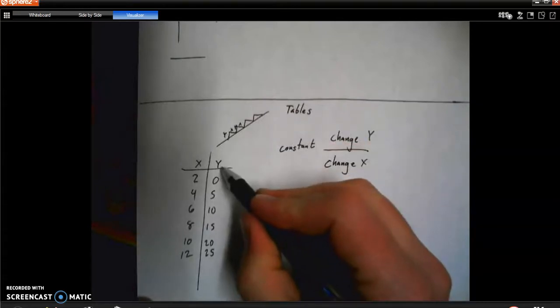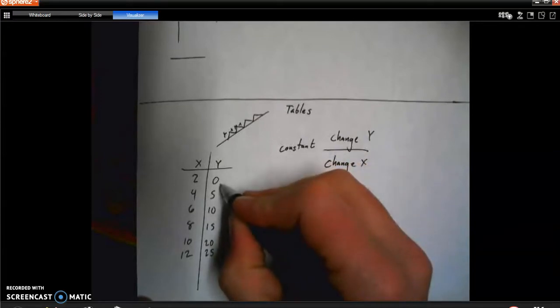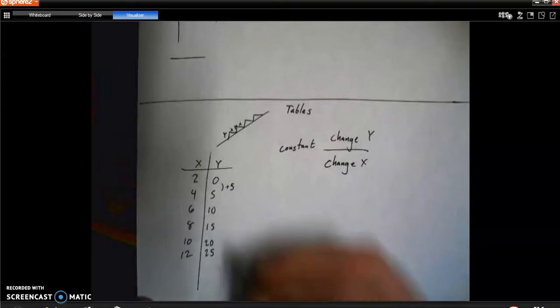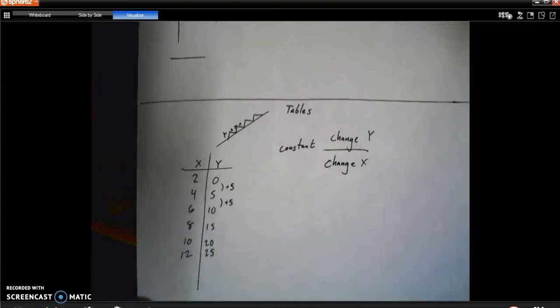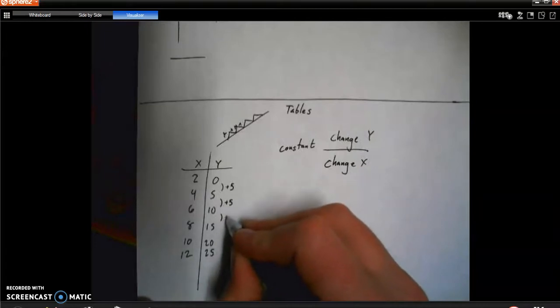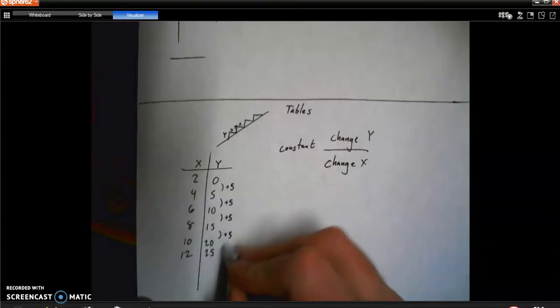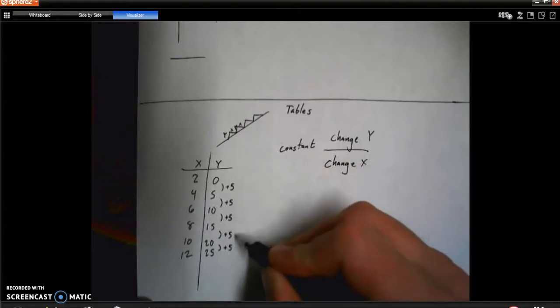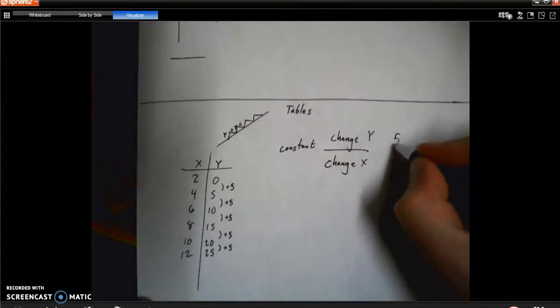So we got to look. How much are the y's changing each time? From 0 to 5, it's changing by a positive 5. From 5 to 10, it's changing a positive 5. From 10 to 15, a positive 5. 15 to 20, 20 to 25. If you look, every single one of these is changing the same. So my change in y is a positive 5.